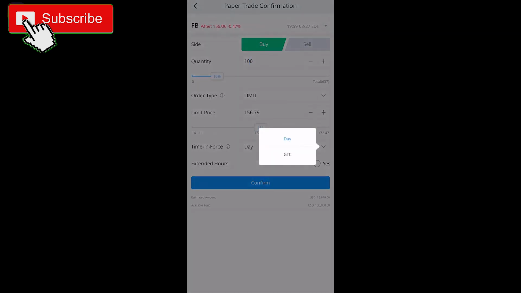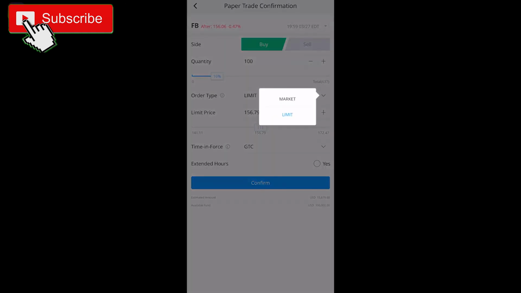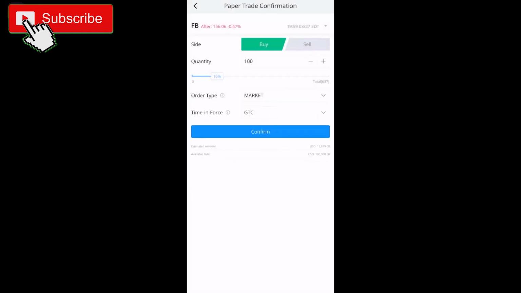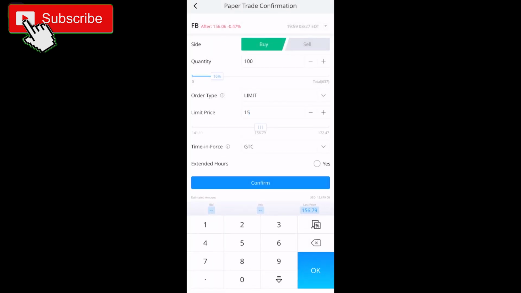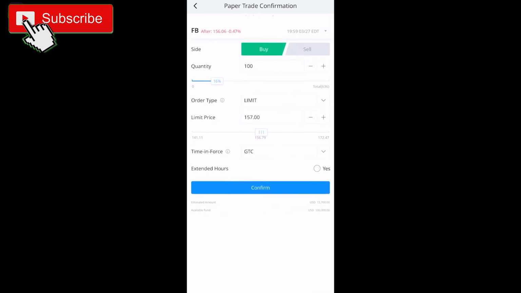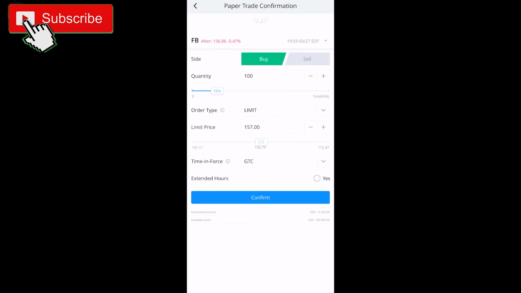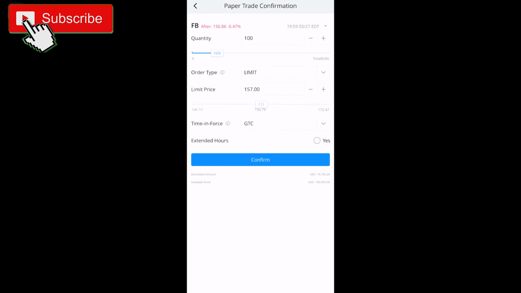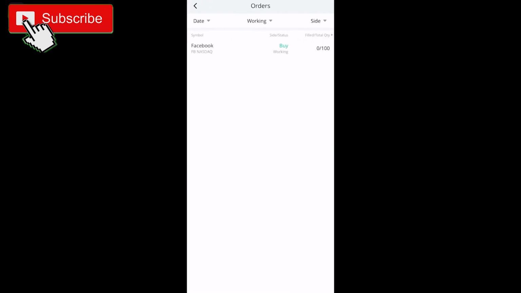You have limit orders. You have good to the end of the day, good until canceled, your limit prices, market. So always I say you want to do a limit and say this is the max I am willing to pay for one share of that stock. And then just enter in the quantity that you want to buy. And then down there, it gives you an estimate of how much that would actually cost. You have extended hours because the market isn't open after 3 p.m. Central Time. So extended hours is after that.